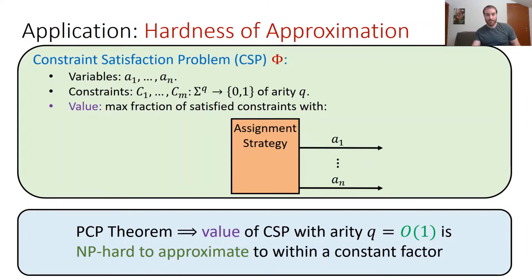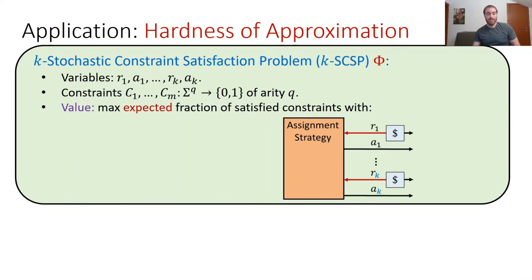A k-stochastic constraint satisfaction problem, or k-SCSP, is a generalization of a CSP, where the variables are split into two types, the R variables, the random variables, and A variables, which are existential variables. And the value is the maximum expected fraction of satisfied constraints when the assignment is chosen as follows. So first of all, R1 is chosen uniformly at random.